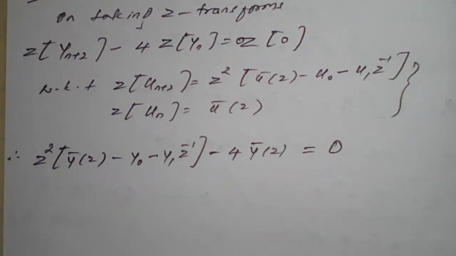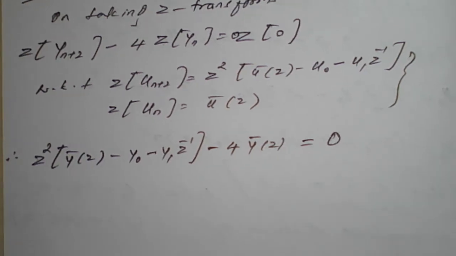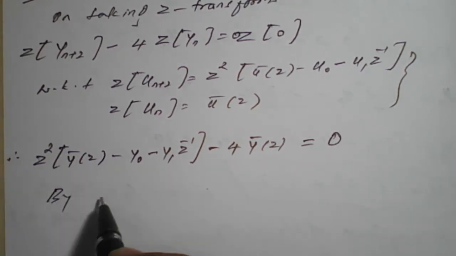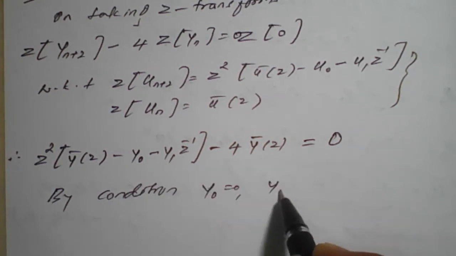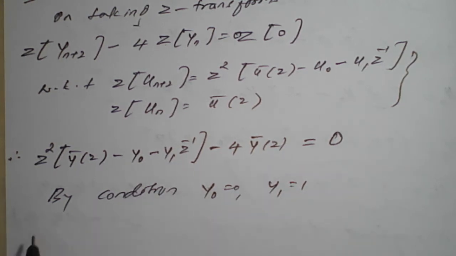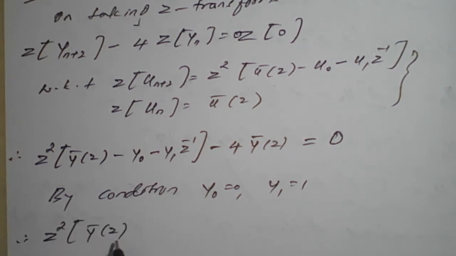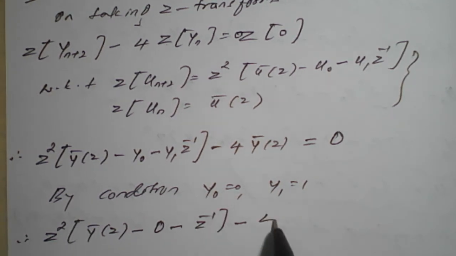So once we have got this, in the question they have given the conditions: y0 is 0 and y1 is 1. We will apply y0 equal to 0 and y1 equal to 1 in the above expression. So by condition, z square y dash of z as it is, minus y0 is 0, apply 0, minus y1 is 1, so 1 into z raised to minus 1, minus 4 times y dash of z equal to 0.